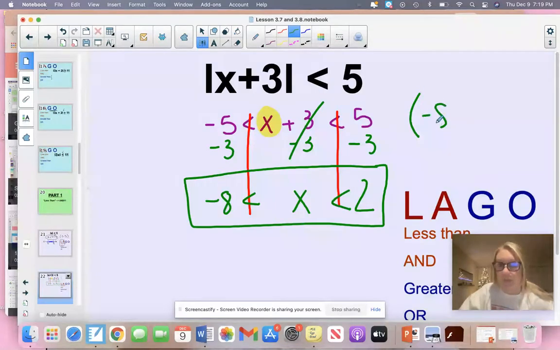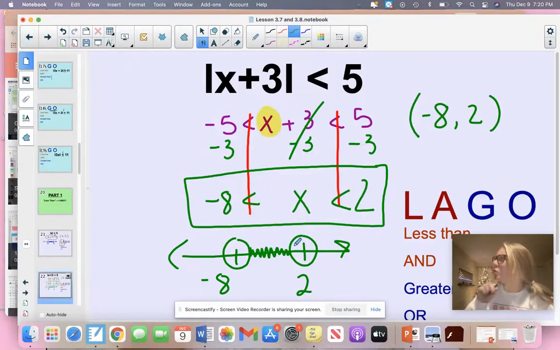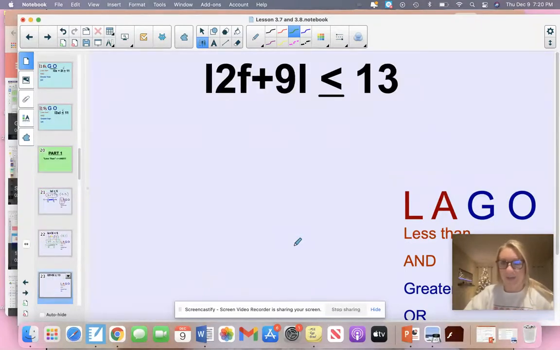We can write it in interval notation, and we can graph it. So just put your two endpoints here, open circles, shade in the middle, and then we're good to go. All right, the last one of our "and" inequalities. We've got a less than or equal to.